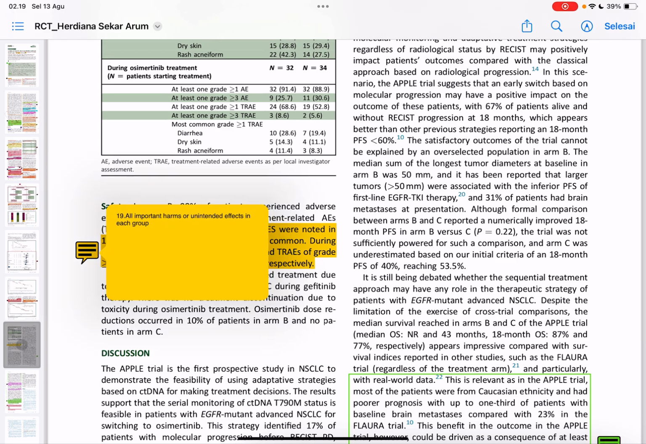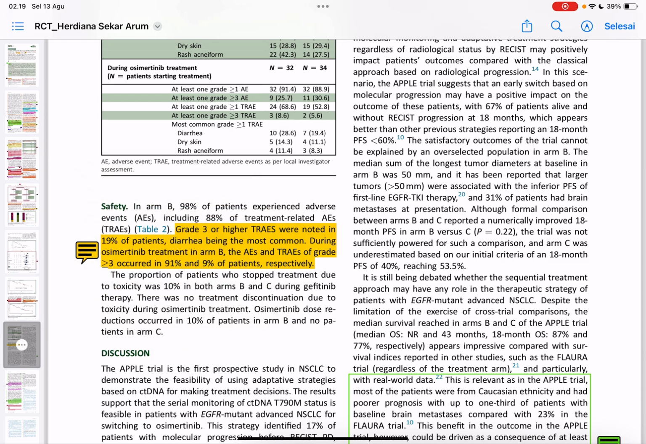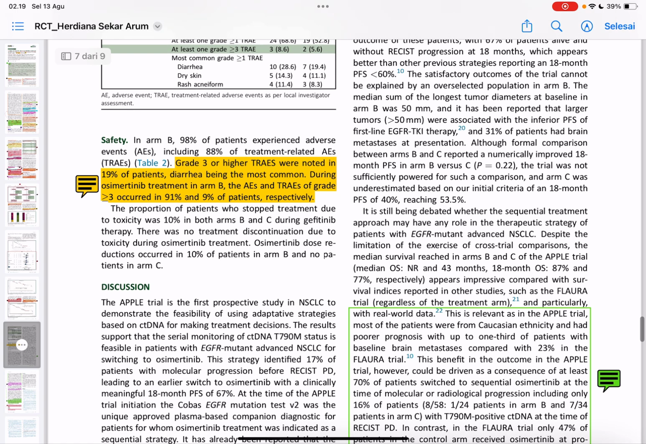Next, in here are all important harms or unintended effects in each group. Grade 3 or higher events were seen in 19% of patients, with hair being the most common. During osimertinib treatment in arm B, the AEs of grade 3 occurred in 9% of patients respectively.